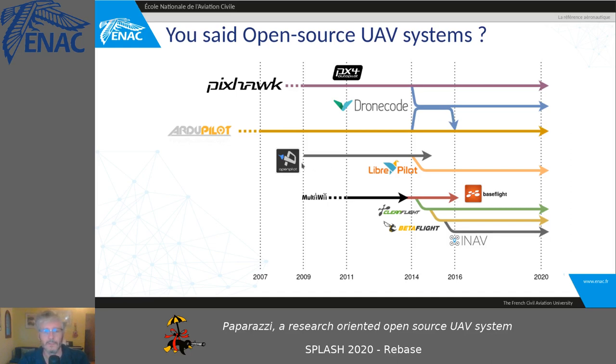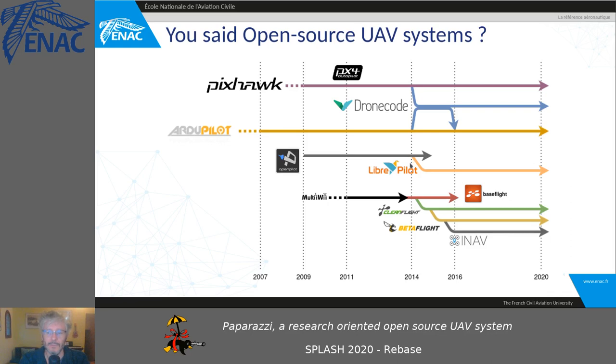Another well-known autopilot was OpenPilot. But finally, in 2014, they had to fork into LibrePilot. And if I understood correctly, due to legal issues as well.